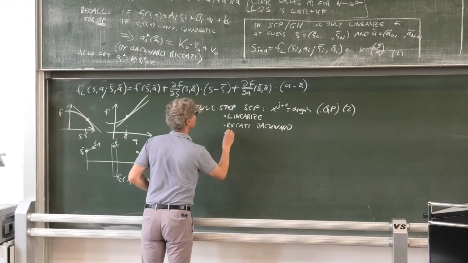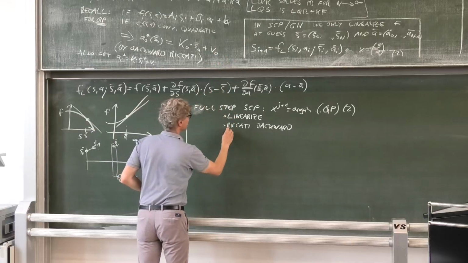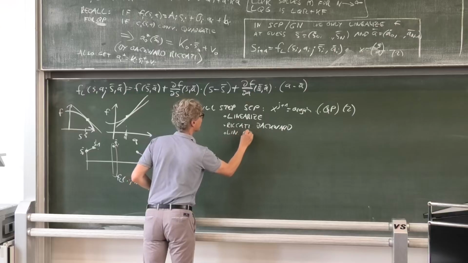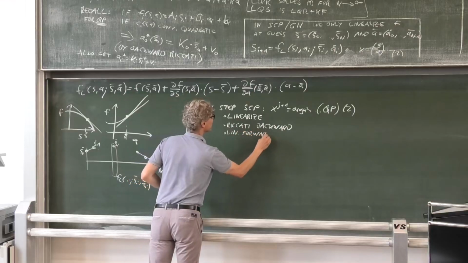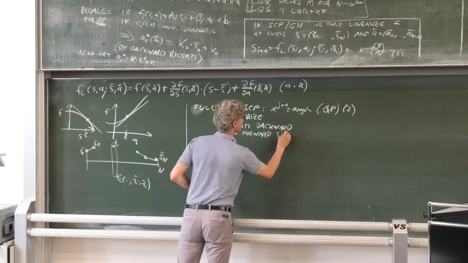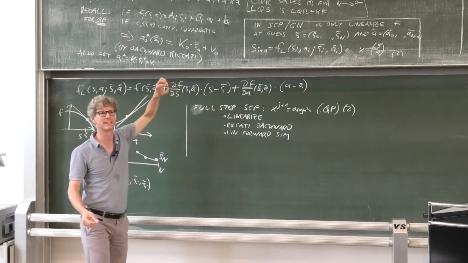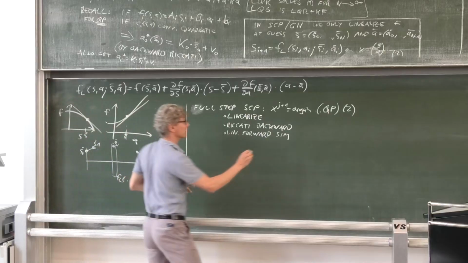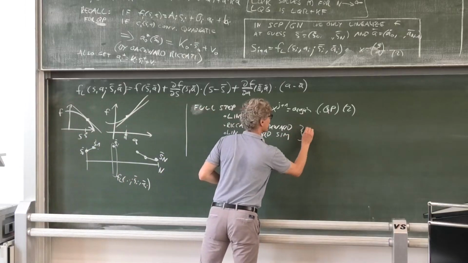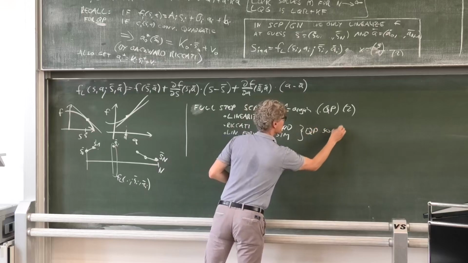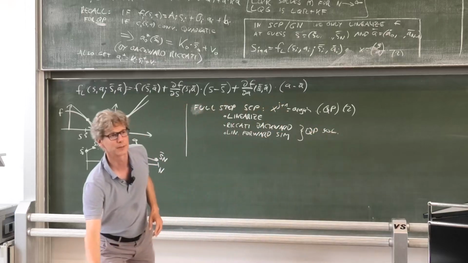And then we need to do the forward simulation, linear forward simulation. I call it linear because it's based on the linear system that we have obtained from the linearization. And that basically solves the QP. So this whole thing is the QP solution. It's nothing else than a QP solution, but it's exploiting the structure of the QP solution.